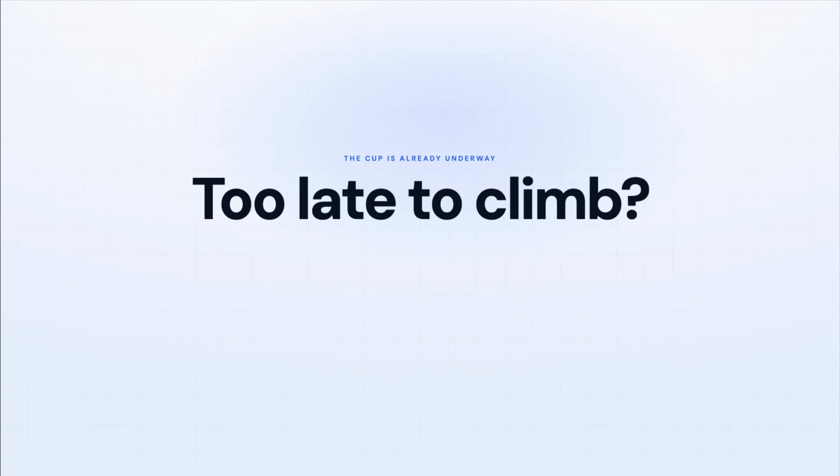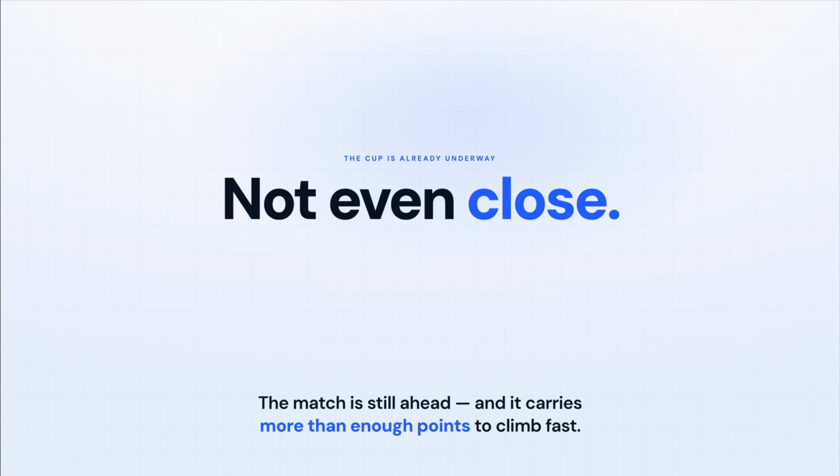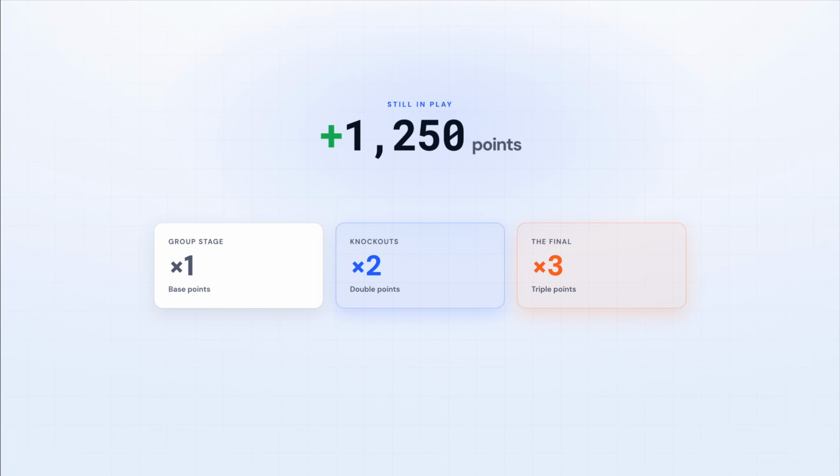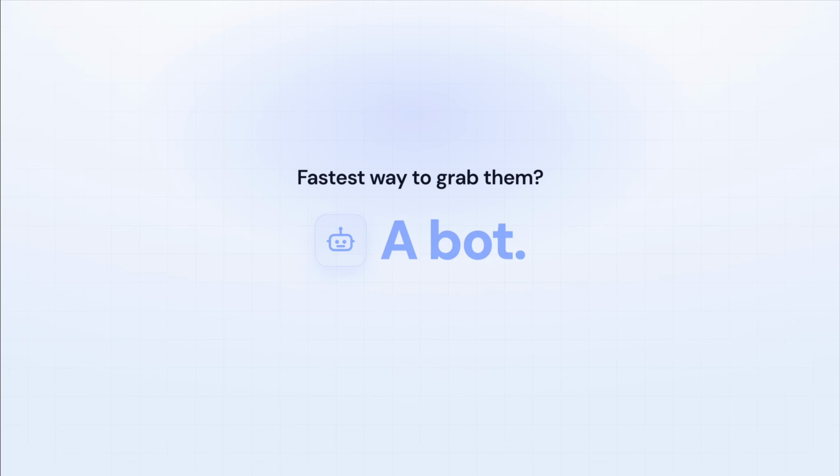If you're watching this, the Probability Cup is already underway, and you're probably wondering whether it's too late to make a real run at the leaderboard. Short answer is no. The matches still ahead carry more than enough points to climb fast, especially the knockout rounds, which are worth double, and the final, which is worth triple. The fastest way to capture those points is with a bot.